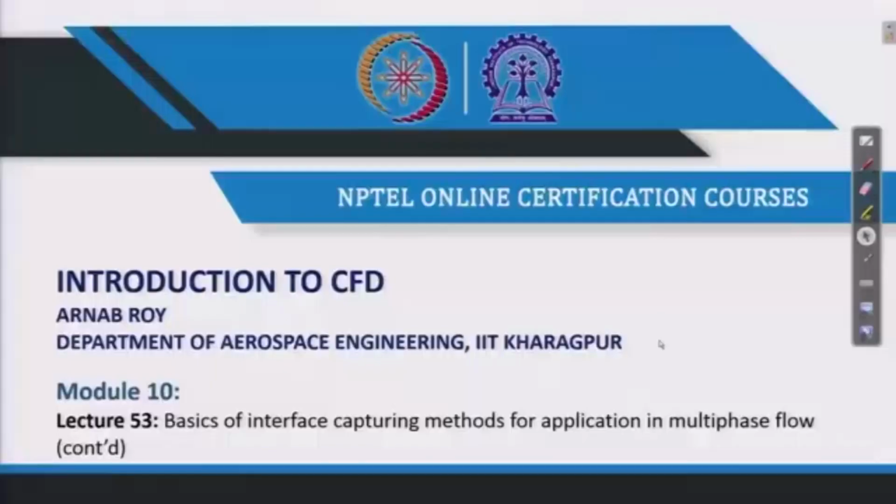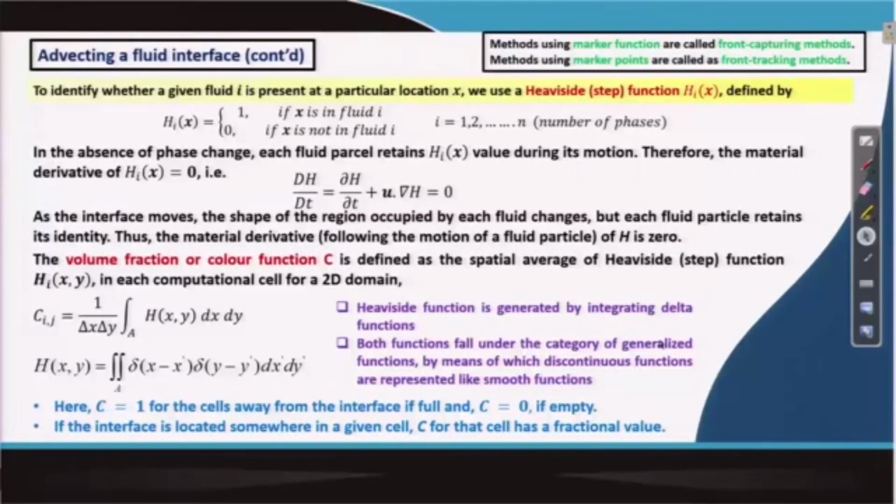In this lecture, we continue our discussion on advection of the interface. In the previous lecture, we had discussed how we introduce the concept of advection of a fluid interface, and then further we distinguished two different techniques: front capturing, which are based on marker functions, and front tracking, which are based on marker points. Currently we are discussing the marker function.